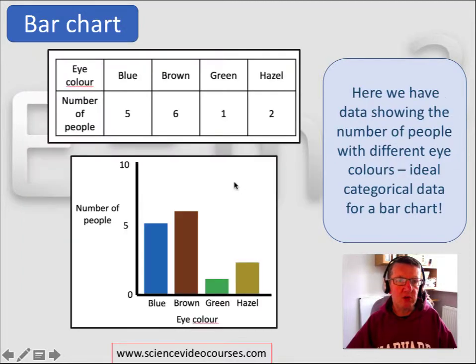Another example could be your eye colour. If you go around your friends or your classmates, you could gather data about people's eye colour. So you've got blue, brown, green, hazel. I know there are other eye colours, but today just look at these. And we've got the number of people, 5, 6, 1, 2, and from that we can draw again a bar chart showing distinct categories of blue, brown, green and hazel. That's how we'd use a bar chart.